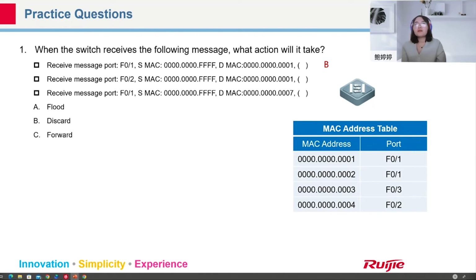And what about the third question? Receiving a message from 01, I will flood, right? Because the destination does not exist in our table.